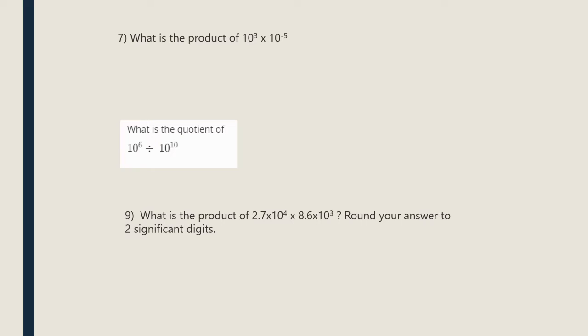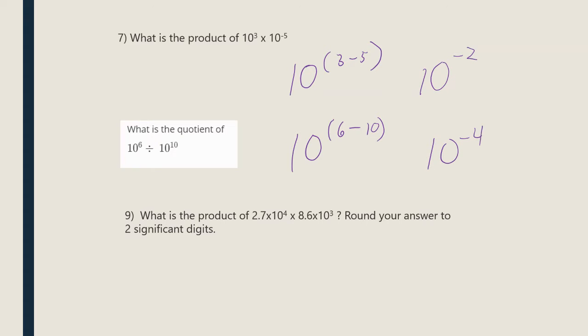Multiplying again, 10 to the 3rd times 10 to the -5. So it's 10 to the 3 minus 5. We're adding them, but since that's negative, hopefully you remember that from math, that adding a negative is basically subtracting, I guess. So that comes out to be 10 to the -2. These we're subtracting, so it's 10 to the 6th minus 10 to the 10th, which comes out to be 10 to the -4.